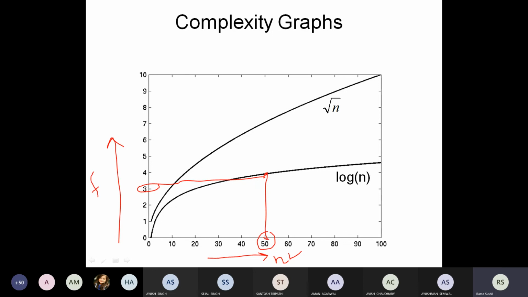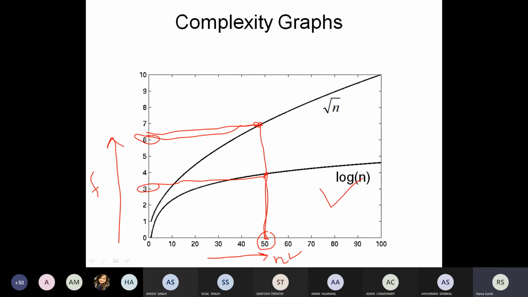While in case of square root n, the value is much more. You see what the value is? This much. Not exactly, I'm just giving you the idea of wherever it will fall. It is 6 plus and it is 3 plus. So which is preferable? The log n is preferable.